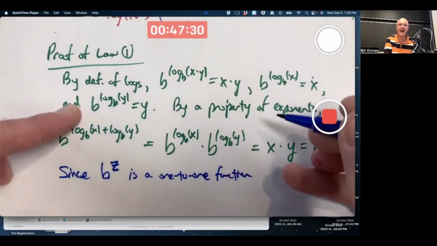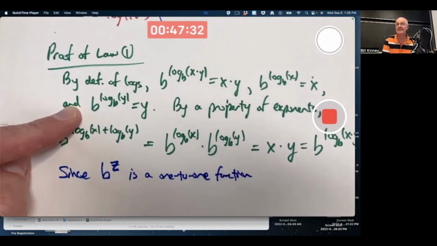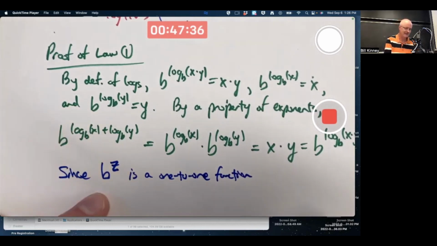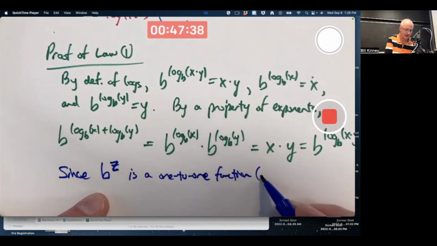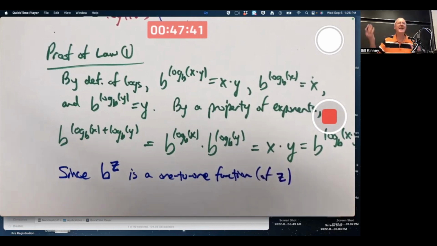Really up here, I'm thinking of X, Y, and B as all fixed. Here, I'm thinking of Z as a variable. I didn't have to call it Z. I could have called it Q or something like that. Doesn't matter. It's the idea.